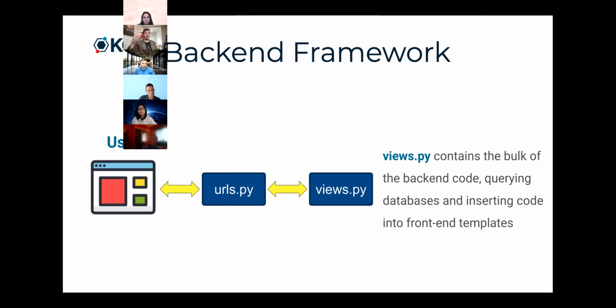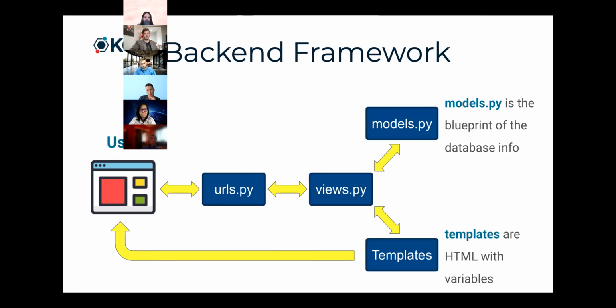And so it'll make a query to the database that says, let me see all doctors who have been affiliated with Will's previous usage history, and then query them so that we can put them into the HTML. Models is essentially your blueprint for the database. So views talks to models in order to get that information from the database.